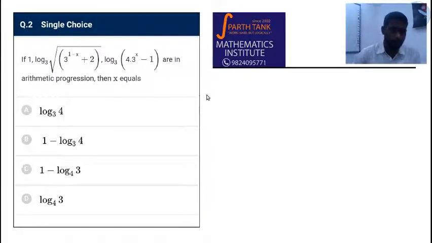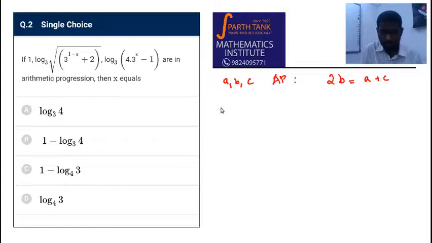Question number 2. If 1, log base 3 of the square root of (3 to the power 1 minus x, plus 2), and log base 3 of (4 into 3 raised to x minus 1) are in arithmetic progression. If a, b, c are in AP, then we know twice b should be equal to a plus c. So let us write it the same way. Basically b is (a plus c) by 2, that the middle term must be the average of the other two terms.